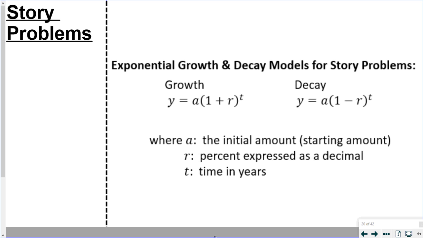Remember, you take the percent and move it 2 decimals to the left to turn it into a decimal. And then t is always in years. It's the time in years. So if they give you something in months, then you have to convert that into years. Now, these equations will be given to you, but not what everything represents inside. So it will be on you to make sure that you understand what goes for a, what you plug in for r, and what you plug in for t. And y is what you get when you plug all that in. That's your final answer.